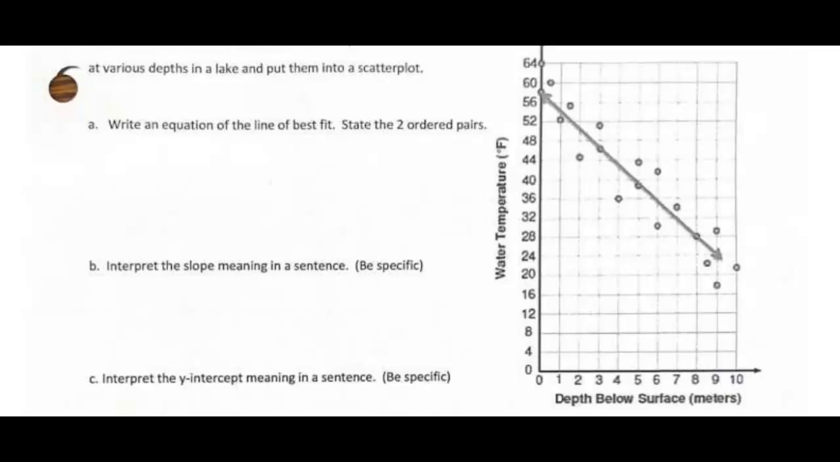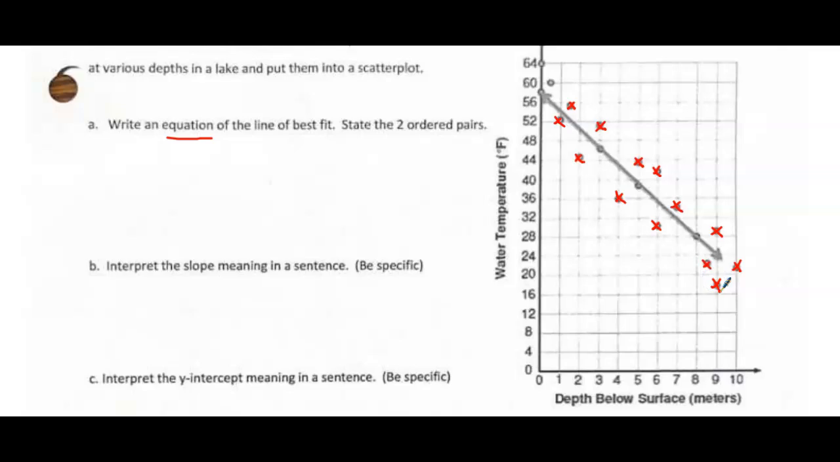So, it says Karina took measurements of the water temperature at various depths in a lake and put them in a scatter plot. Write an equation of the line of best fit. State your two ordered pairs. So the first thing is, remember, you're not just picking random ordered pairs. You are never going to pick ordered pairs that are not on the line of best fit. So hopefully none of you picked any of these ordered pairs.